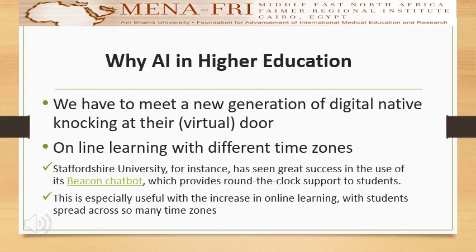Why artificial intelligence in higher education? Artificial intelligence in higher education has become a mandate in all fields, as we have to meet a new generation of digital natives knocking at our door. Online learning across different time zones has spread widely all over the earth, and now there are applications which can provide around-the-clock support for the students. This is useful in online learning with students spread across many time zones. They can adjust their assignment dates, their meetings, and so on to different time zones.